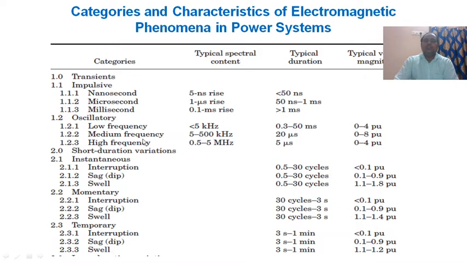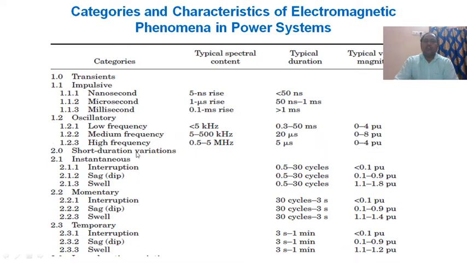In medium frequency oscillatory transients, the spectral content is 5 to 500 kilohertz, the typical duration is 20 microseconds, and the typical magnitude is 0 to 8 per unit. In high frequency oscillatory transients, the typical spectral content is 0.5 to 5 megahertz, the typical duration is 5 microseconds, and the typical voltage magnitude is 0 to 4 per unit.